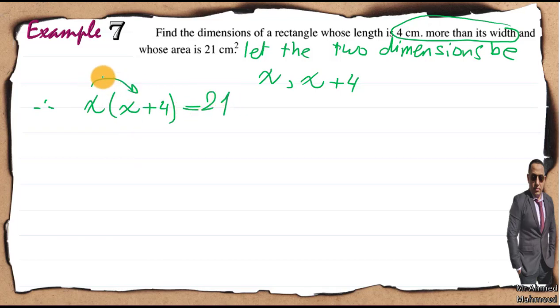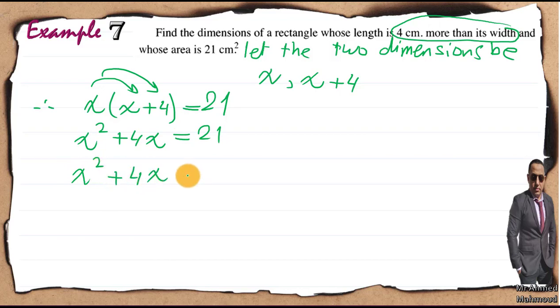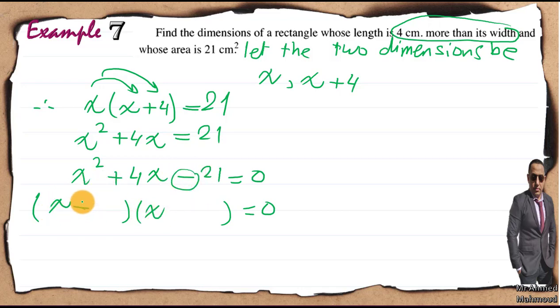I'm going to distribute x among the brackets, so x power of 2 plus 4x equals 21. Send the 21 to the left side, so x power of 2 plus 4x minus 21 equals 0. Open two brackets, x and x, then plus and minus, two different signs.